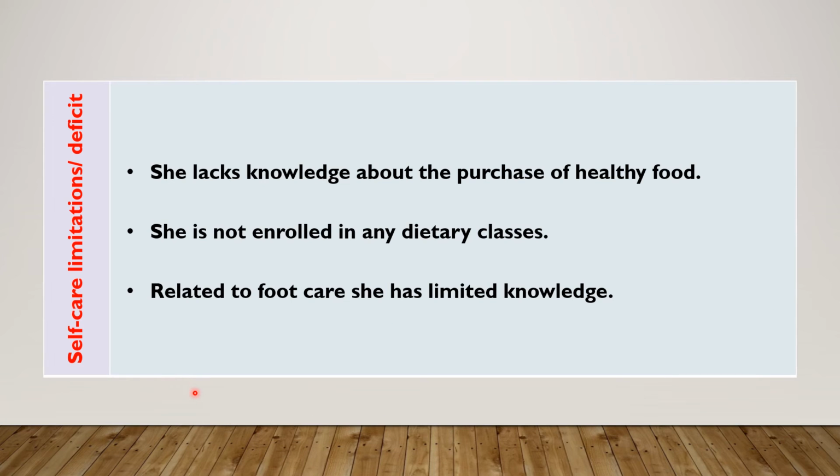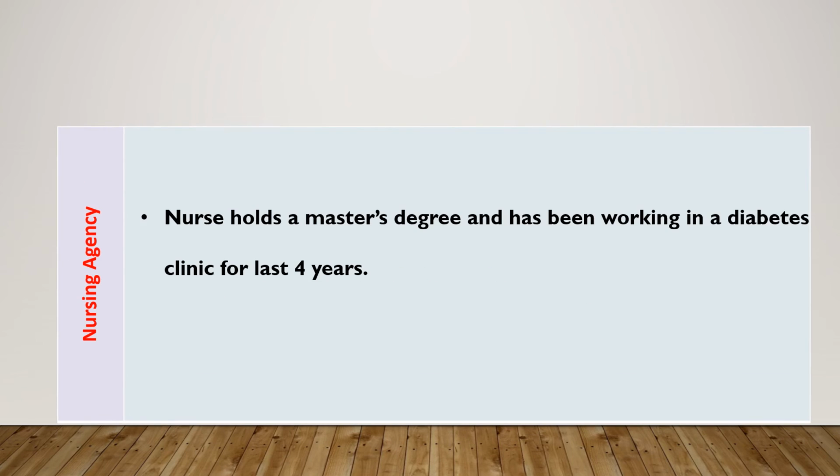Now, self-care deficit or self-care limitations the patient is having. The patient lacks knowledge about the purchase of healthy food. She is not enrolled in any dietary classes, and related to food care she has limited knowledge. So these are the deficits the nurse noticed. Next, nursing agency. So what are the capabilities of the nurse? You have to see the basic conditioning factors. The nurse holds a master's degree and has been working in a diabetes clinic for the last 4 years. So we understood the nurse is capable enough to provide care for this particular patient.